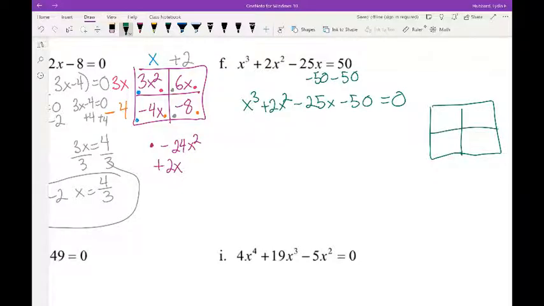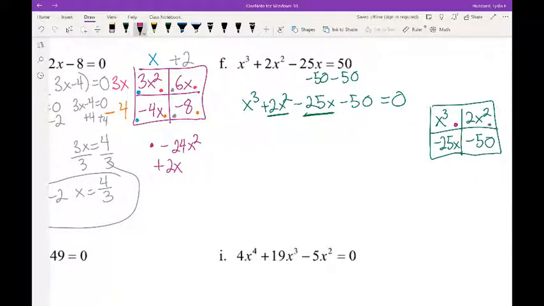So the only difference between when we have 4 terms versus when we have 3 is we'll still put the highest degree term in the upper left, the lowest degree term in the bottom right, but now we actually have what's in the other 2 boxes already given to us. So a 2x squared and a negative 25x. This makes factoring a lot easier.